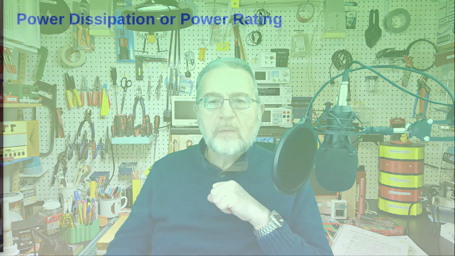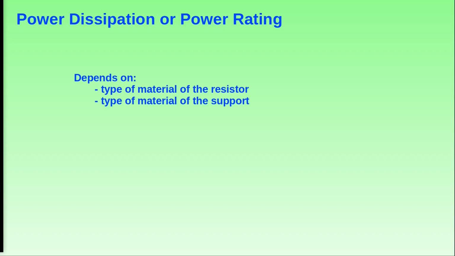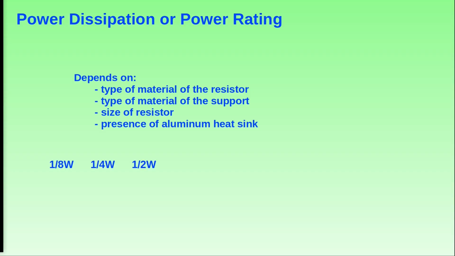The final but not the least important specification about resistors is their power dissipation capability, or power rating. The power rating depends on the type of material they are made and on the type of material they support, as well as their size and the presence of an aluminum heatsink. The numbers can vary from 1/8 of a watt, going to 1/4 of a watt, half a watt, 1 watt, and so forth up to the hundreds of watts.